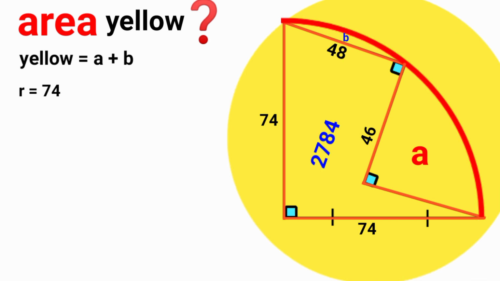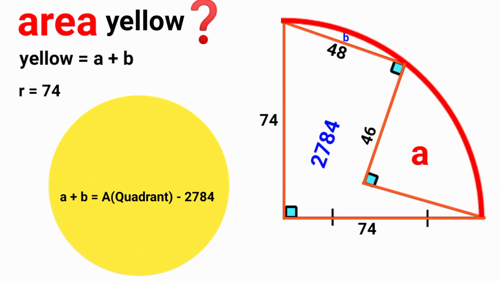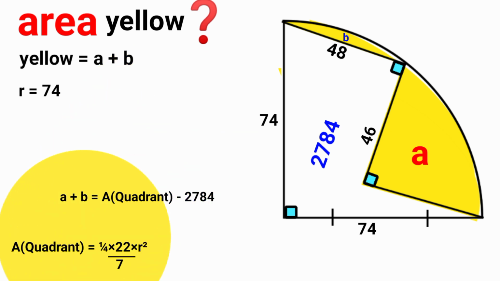Now from the quadrant, if we subtract this area, we'll be left with the areas of this portion and this. So A plus B equal to area of quadrant minus 2784. The area of a quadrant is 1/4 the area of a circle. The area of a circle is calculated by the formula pi r squared. Pi is 22/7. R is the radius, which is this here. Substitute.